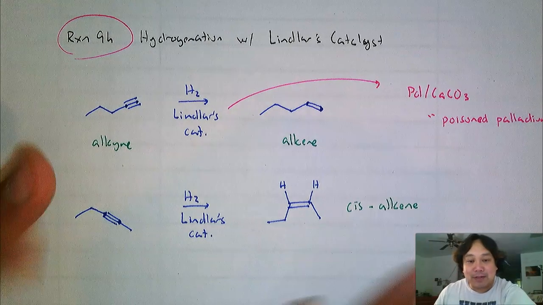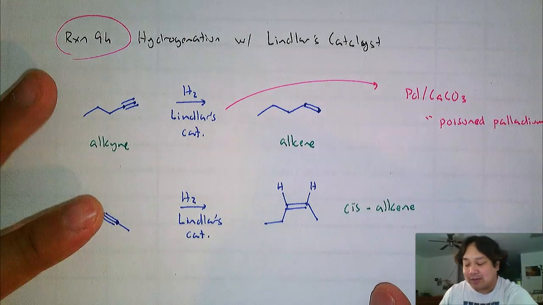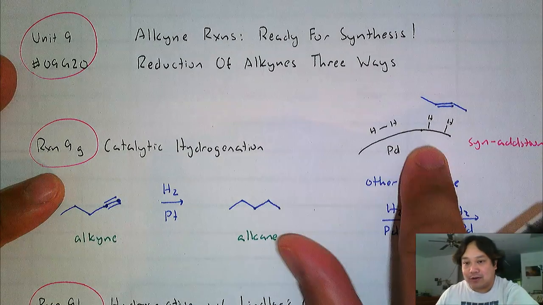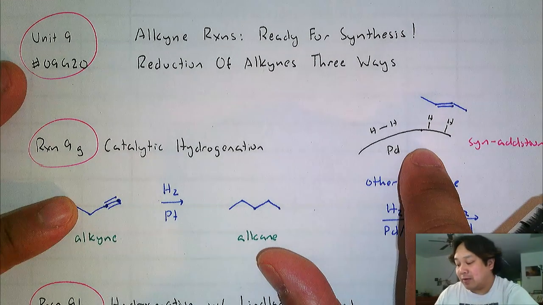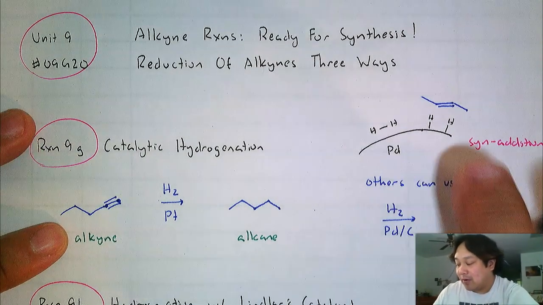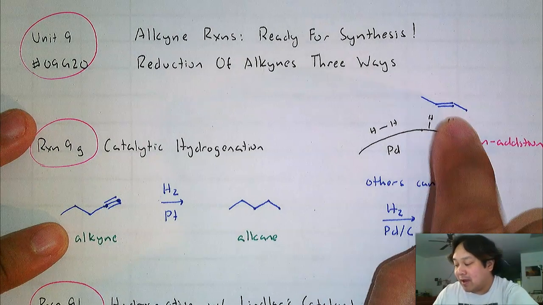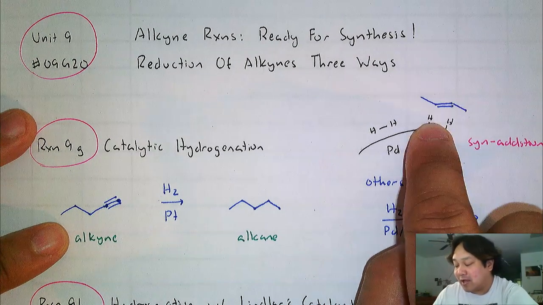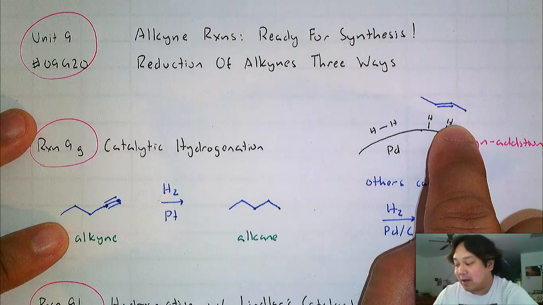You don't need to know the mechanism, and I don't think I've ever taught you the mechanism. I did show you a little picture, right? Also in the alkene unit, where the hydrogen lays on top of the metal, and when one hydrogen adds, the other one adds at the same time on the same side.